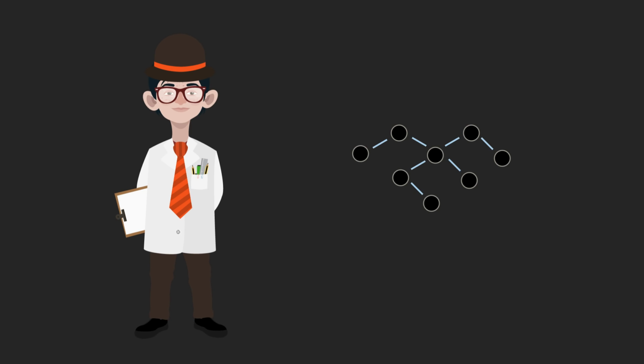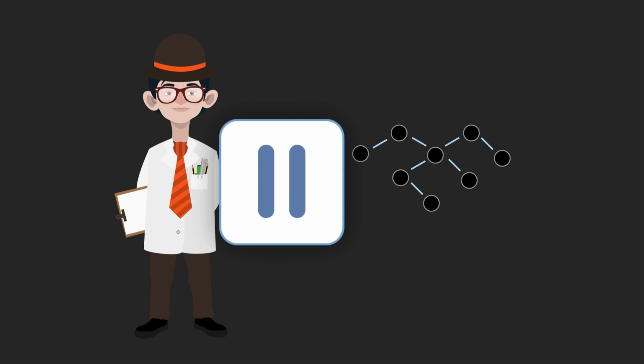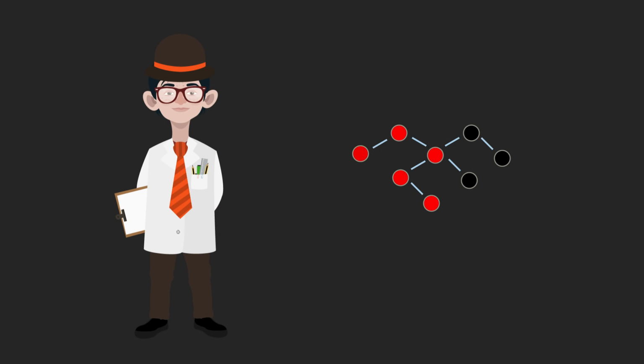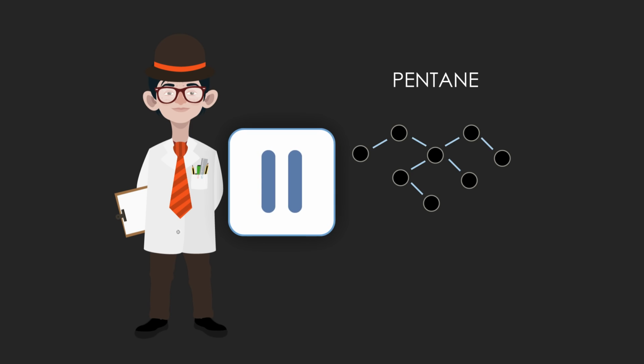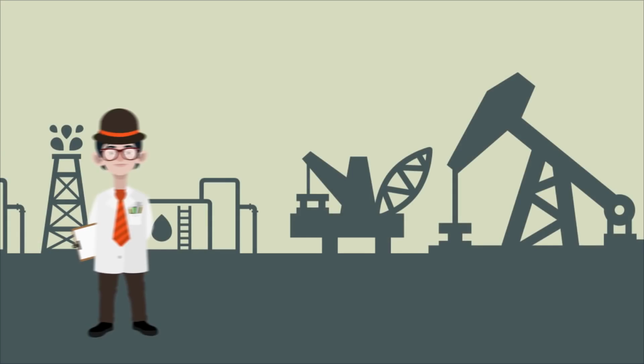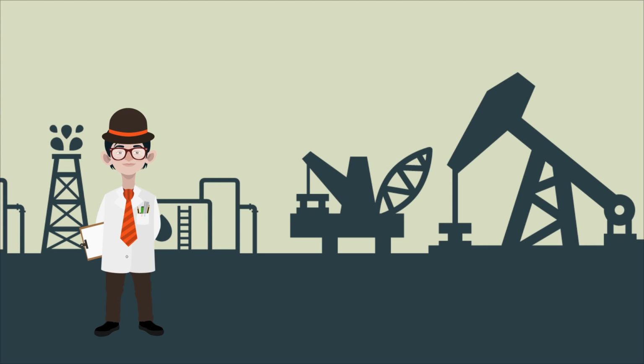But what is its formal name? Pause and count the atoms in the longest chain. Whichever way you count, the longest chain is 5 carbon atoms long, so the name will be pentane. And off the third atom in the chain, there is an ethyl group and also a methyl group, so its name will be, pause and think, 3-methyl-3-ethyl pentane. But this compound is not normally found in crude oil and is very expensive.